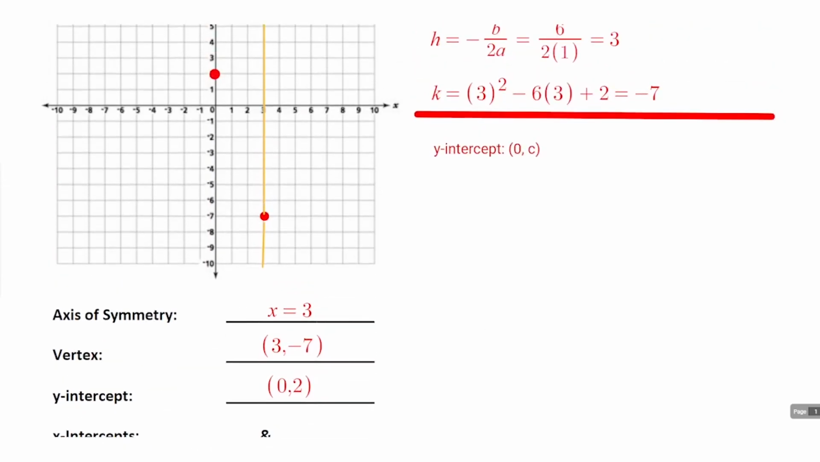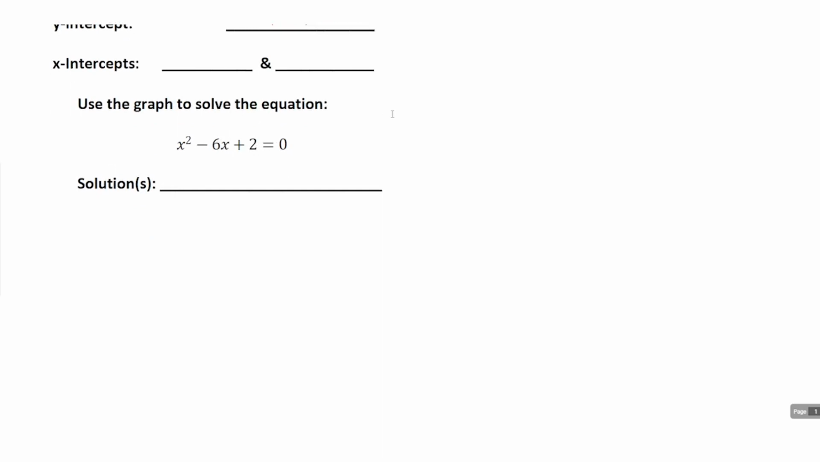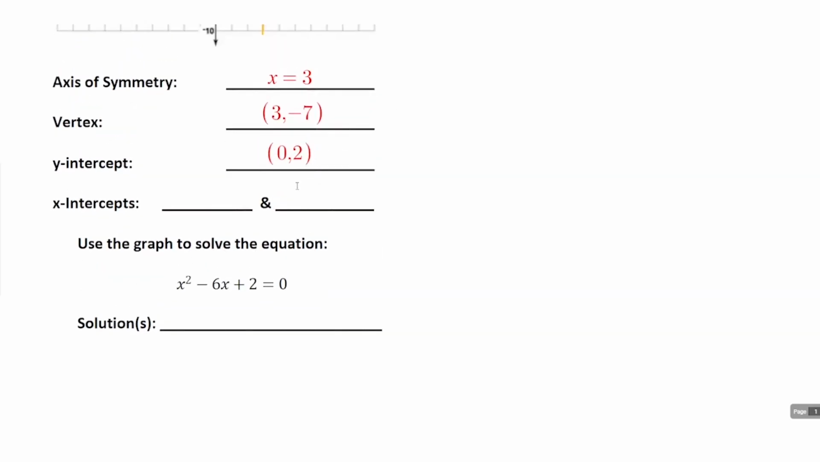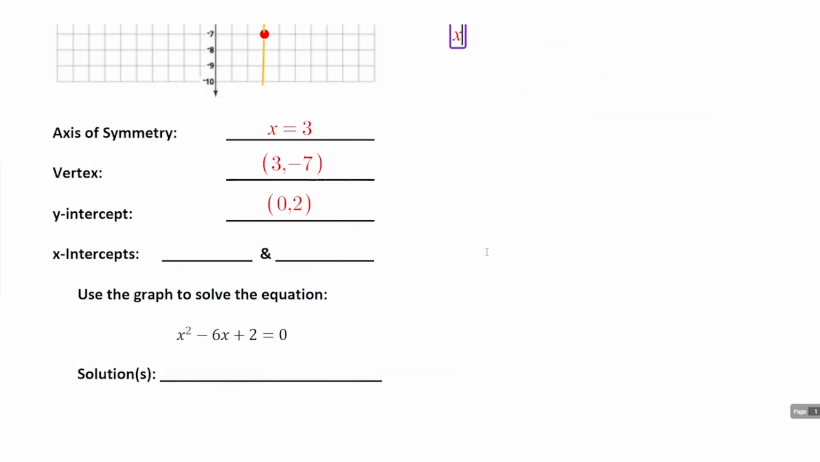Okay, so now we need to find the x-intercepts. So to find the x-intercepts, we have to basically do what it's asking us to do over here, which is to solve this equation. So we're going to kind of knock out both of these at the same time because we'll get the same answers. All right, so we've got x squared minus 6x plus 2 equals 0. Does not appear that this one's factorable, so we are going to have to use the quadratic formula here.